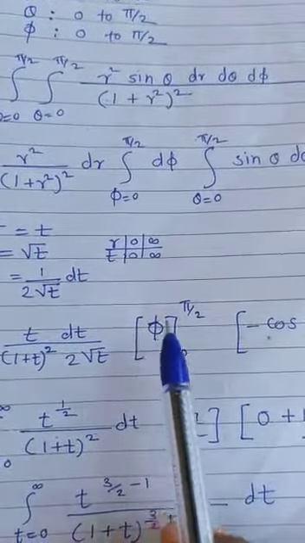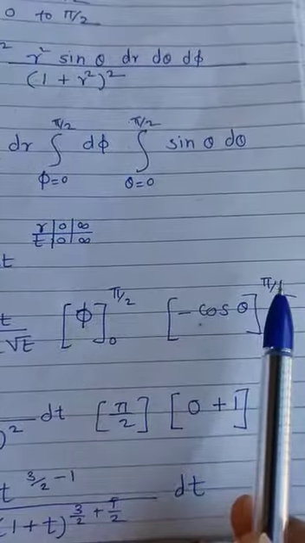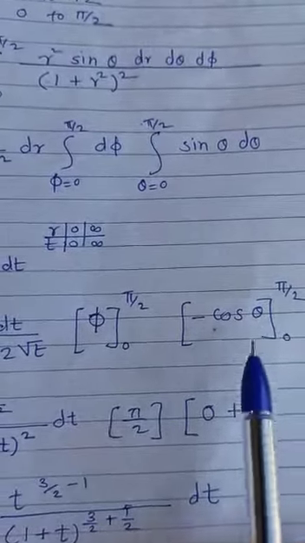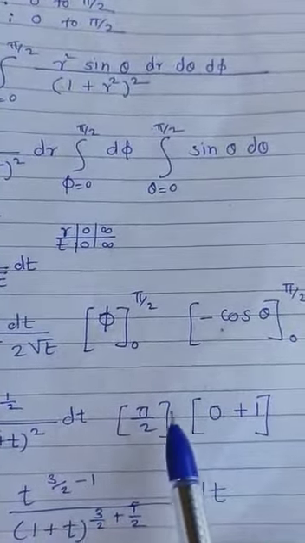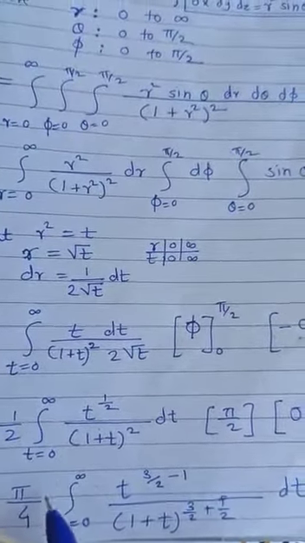The answer for this integration, upper limit minus lower limit, so it is pi by 2. After putting the upper limit minus lower limit, cos of pi by 2 is 0 and cos of 0 is 1, so minus minus plus sign is here. So the answer for these 2 integrations is pi by 2, and with this 1 by 2, pi by 4 is taken outside.